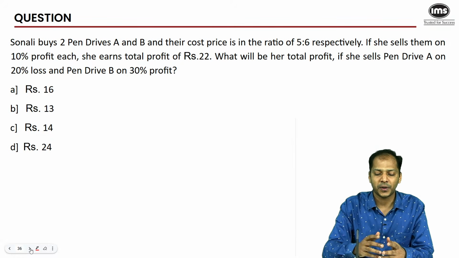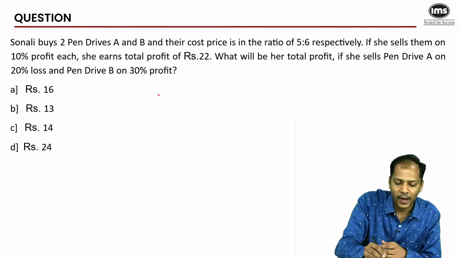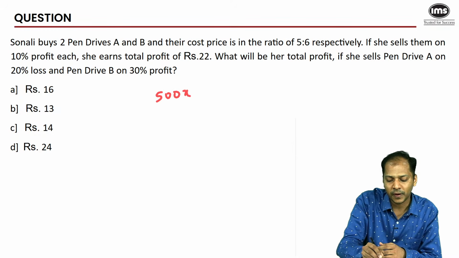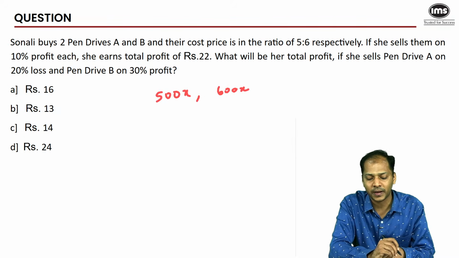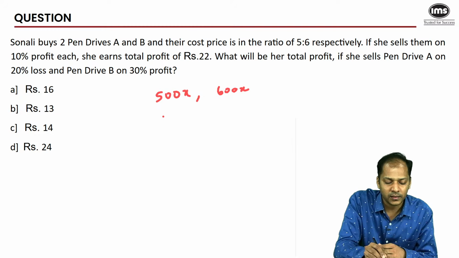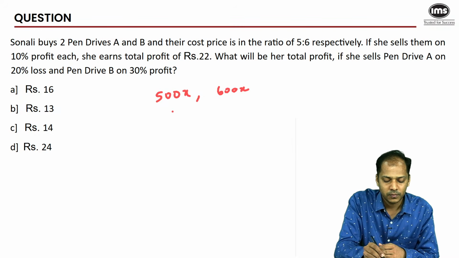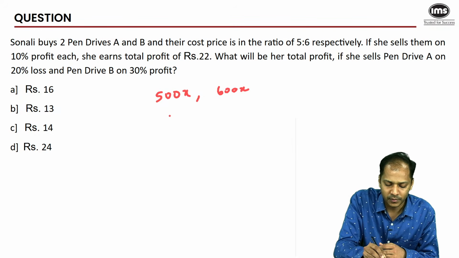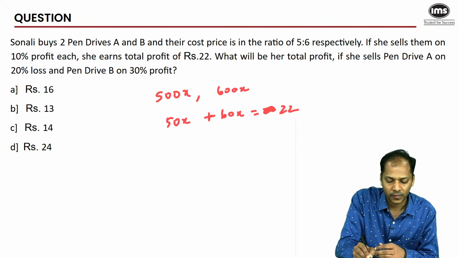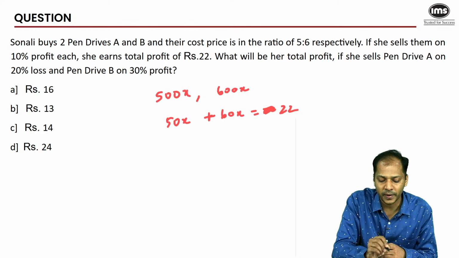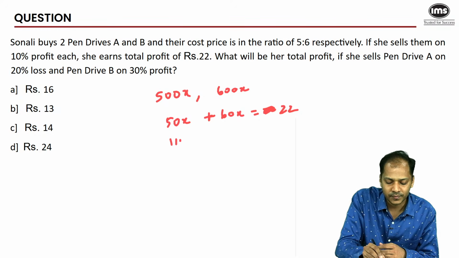This was actually pretty straightforward. I would have taken the prices to be 500x and 600x because the cost prices are in the ratio 5:6. On both of them, I make a 10% profit. So this would be 50x and this would be 60x, and their addition should be equal to 22. The total profit that I made was rupees 22. So 110x is equal to 22.